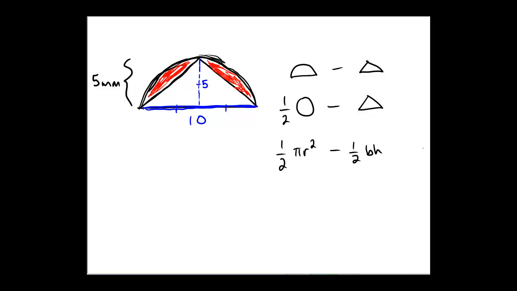So therefore, into the formulas that we have over here now on the side, we can go 1/2, pi gets replaced with 3.14. The radius from the diagram is 5, minus 1/2. The base is the entire distance across the bottom, and that's 10. And then the height is the 5. So that gives us our final answer.